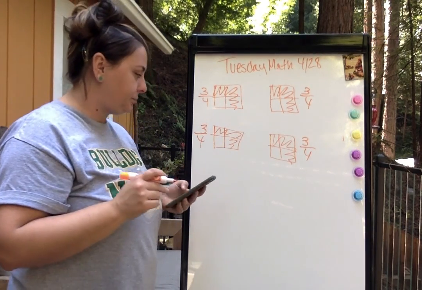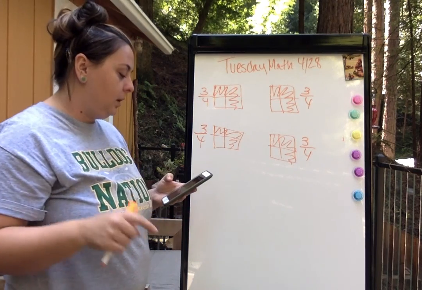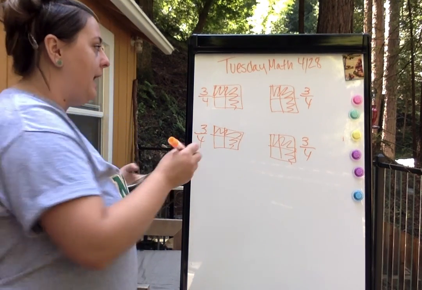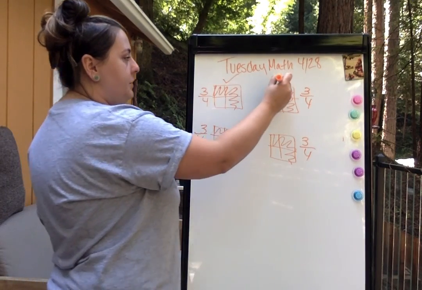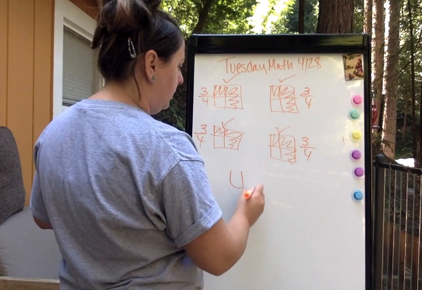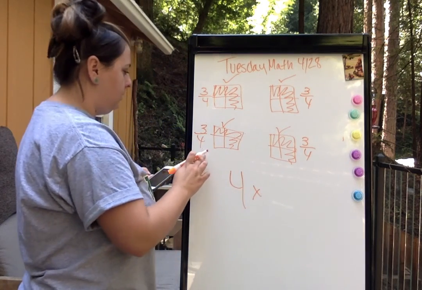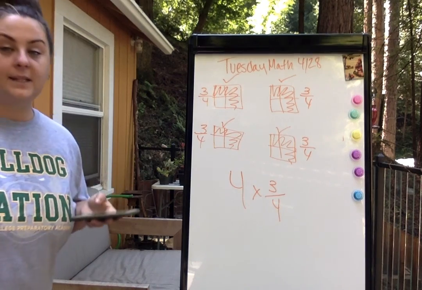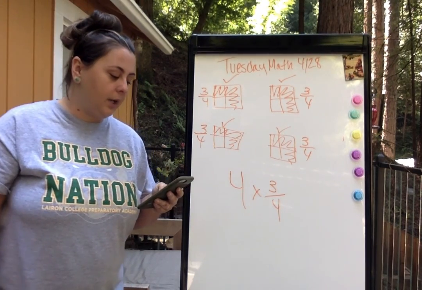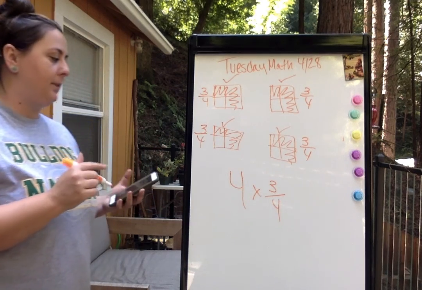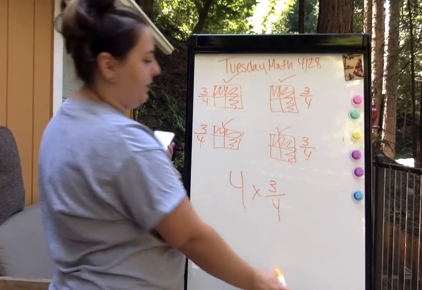So when we're looking at our answers, which one could it be? Well, I have 1, 2, 3, 4 times 3/4. That's it. It's not asking you to solve for it. It just wants you to show what this model represents. So we have 4 times 3/4.